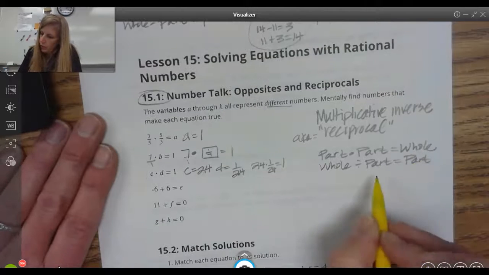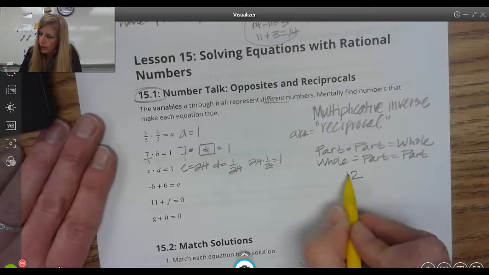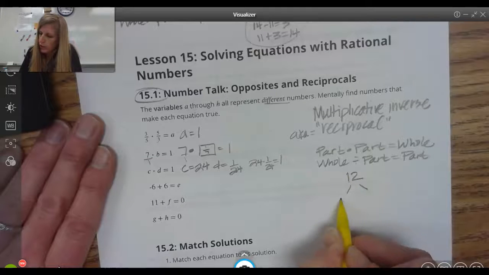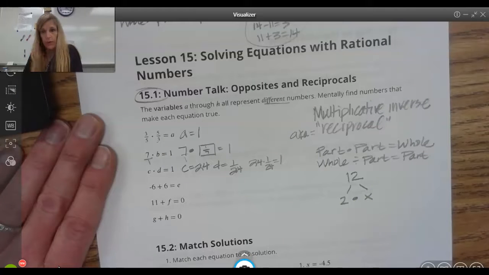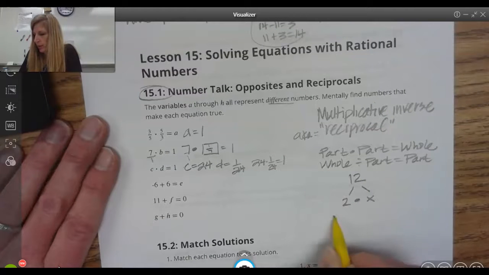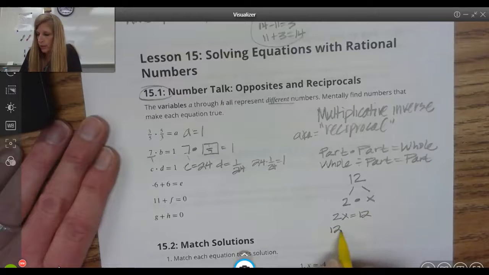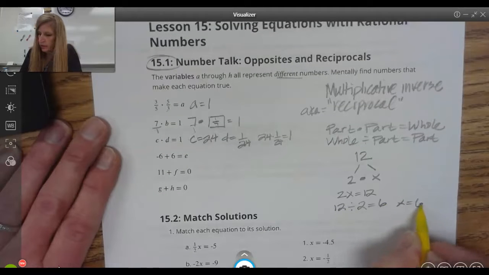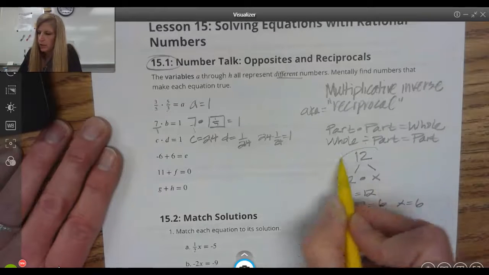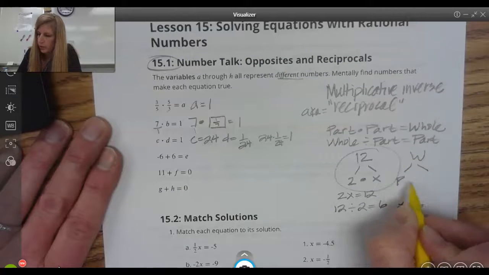So let's look at a different one. If I have a whole of 12 and one of my parts is 2 and I don't know the other part, okay, so this would mean 2 times x equals 12. Well, if I didn't know what that was, I could do 12 divided by 2, which is 6. So that would tell me that x equals 6. Okay, so this is whole and then part times part.